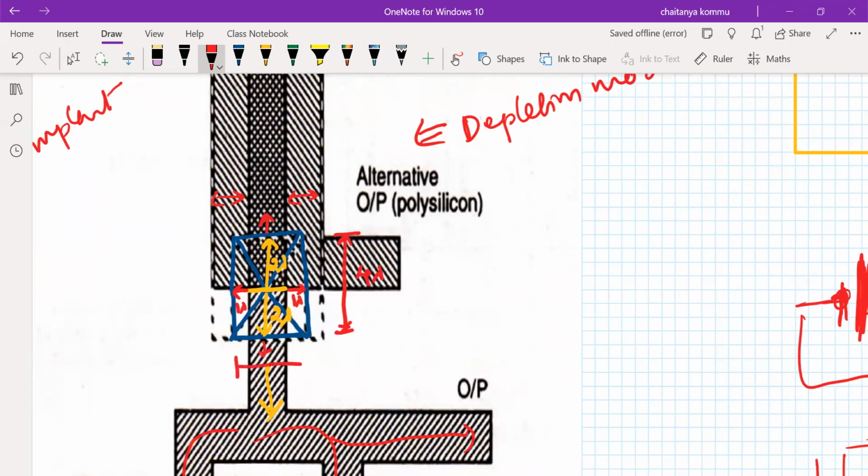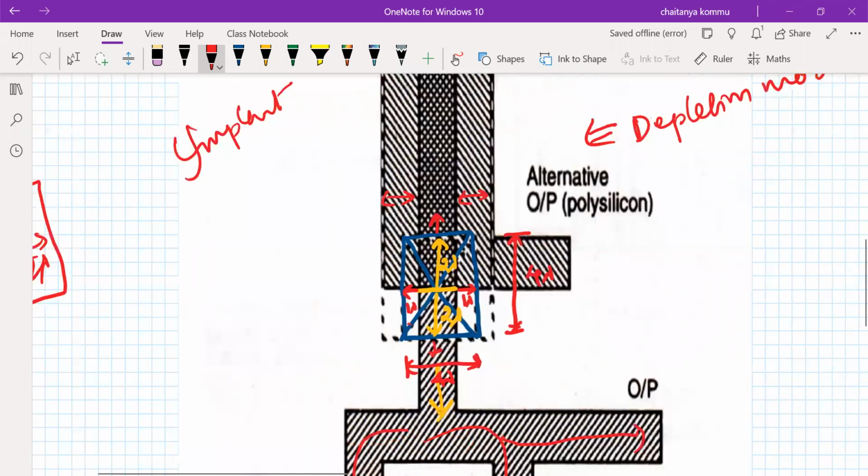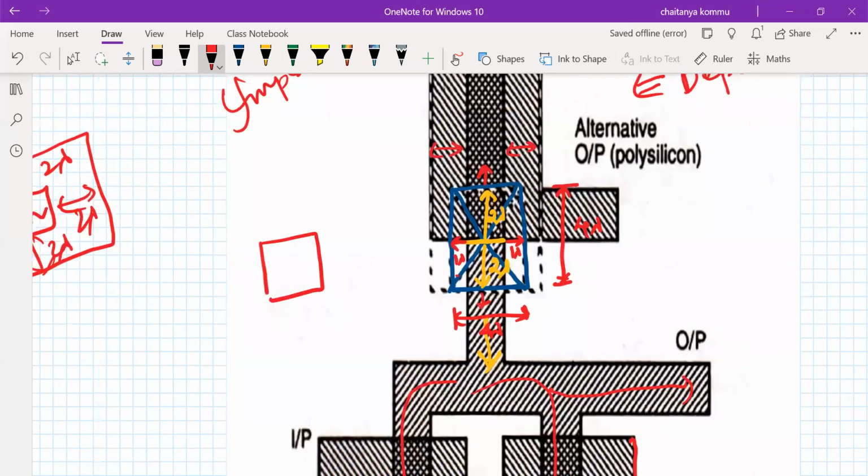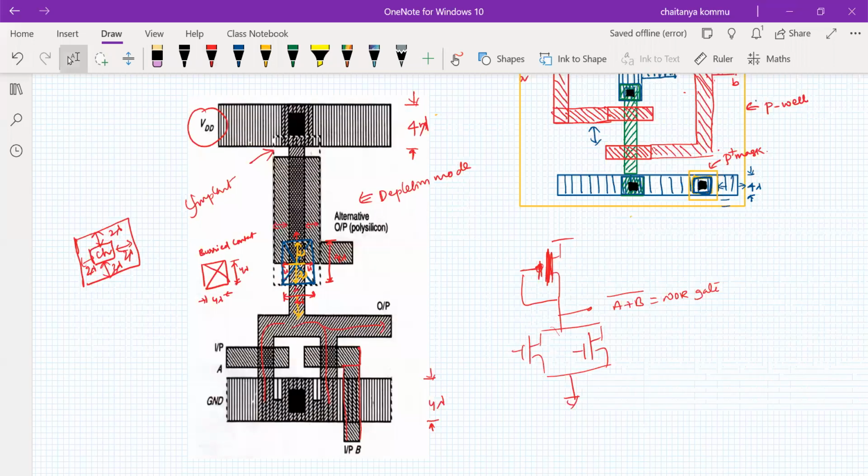This is 1 lambda, 2 lambda, 1 lambda. This is also 4 lambda. So the buried contact overlap region is called the buried contact. This is 4 lambda we have maintained, and this also 4 lambda we have maintained. So that is a small design rule for the depletion mode type of transistor.